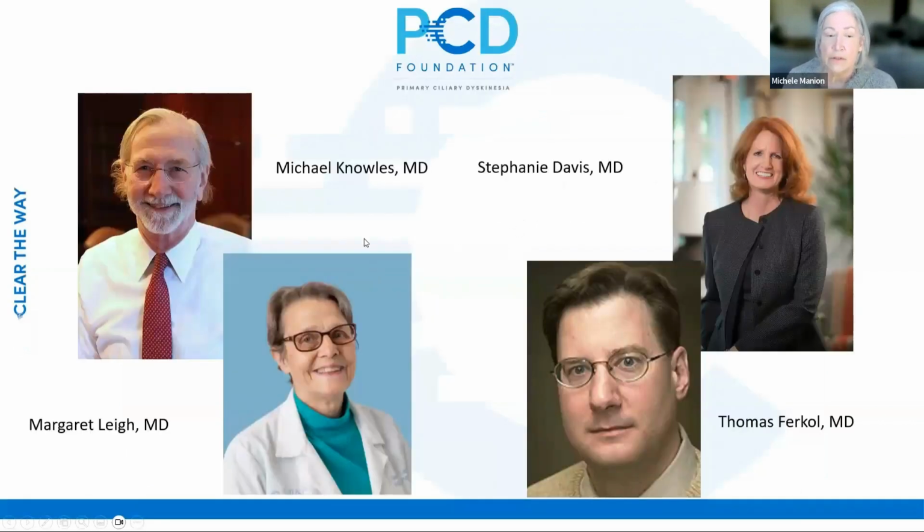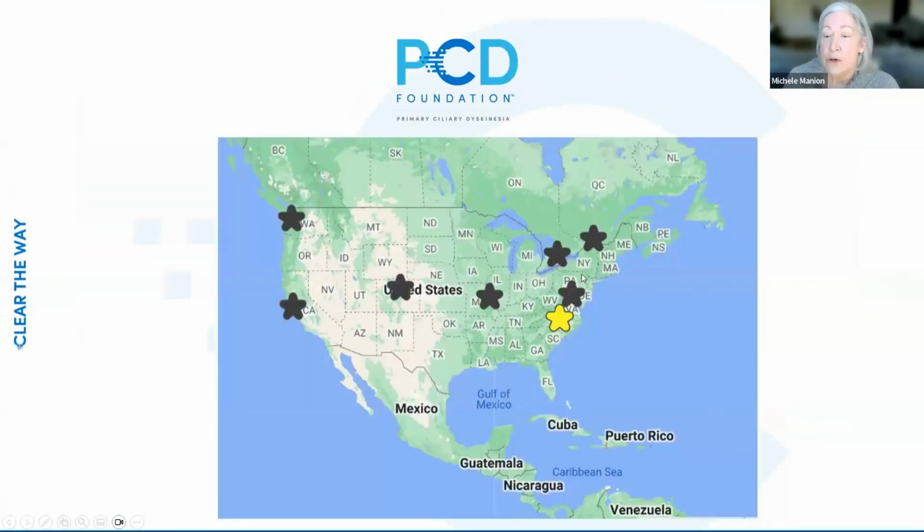And this was under the clinical leadership of Mike Knowles and Margaret Leigh, both of whom have retired in the interim. And now Stephanie Davis and Tom Ferkol, all of them still from UNC Chapel Hill, are leading the charge. So the GDMCC started with 4 sites, with UNC here in yellow being the main site, and then expanded to 8 sites. And at the time that we started this, we really weren't sure how many patients there were. In fact, we're still not entirely sure.